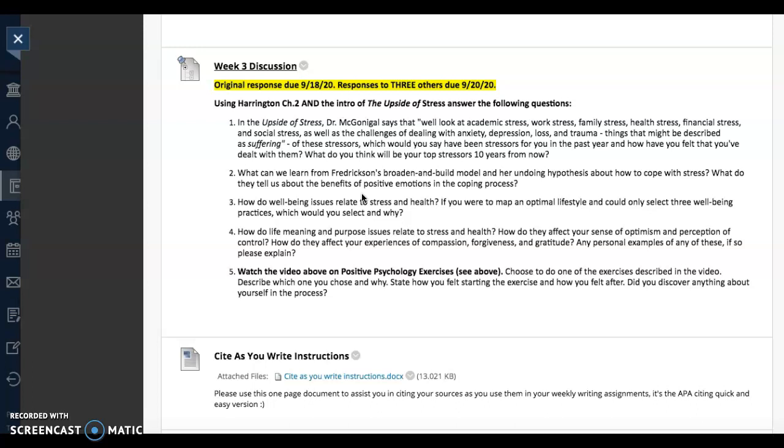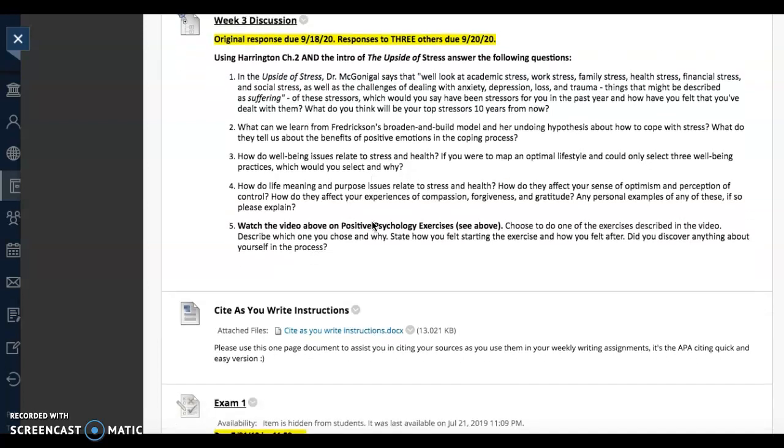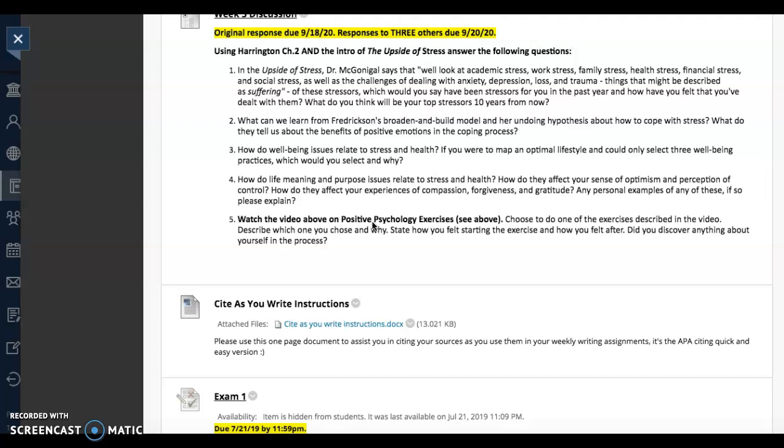Okay. Then also, how do well-being issues relate to stress and health? If you were to map an optimal lifestyle and could select only 3 well-being practices, which would you select and why? So the book talks about some different practices of well-being. What do you think are like the top 3 and why? How does life meaning and purpose issues relate to stress and health? So again, I really want you thinking about the connections between stress and health.